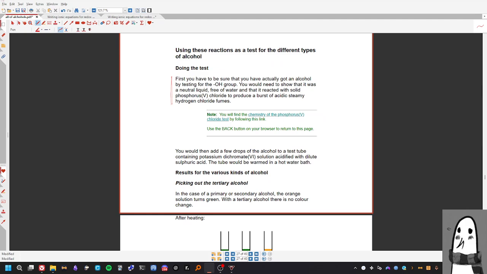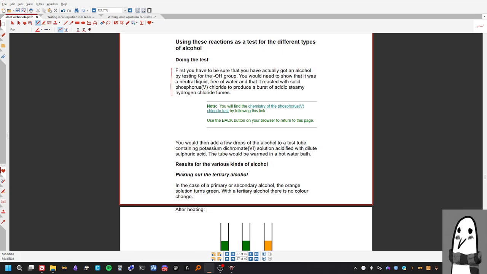Okay. Now you would then add drops of alcohol to the test tube containing potassium dichromate with dilute sulfuric acid, which would be warmed in a hot water bath. As in a practical environment, we would finally, after proving this, just drop a few drops of alcohol into a test tube, so that then we can use that to form, hold on. Different types of alcohol.